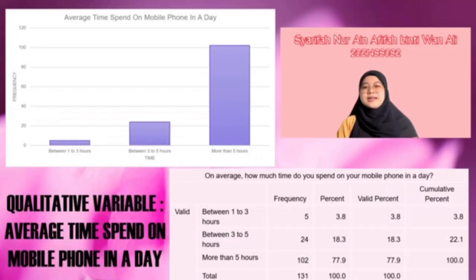The bar chart in the table displays the frequency distribution of average time spent on a mobile phone in a day. Most of the students spend more than 5 hours on a mobile phone in a day, which accounted for 102 students. However, 24 students spend between 3 to 5 hours, and only 5 students spend between 1 to 3 hours.